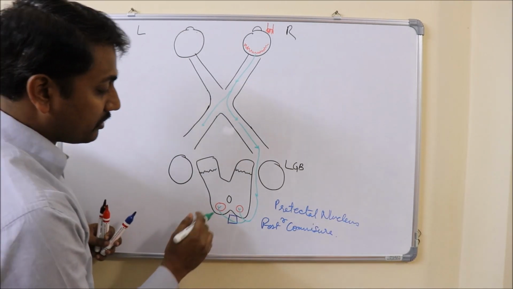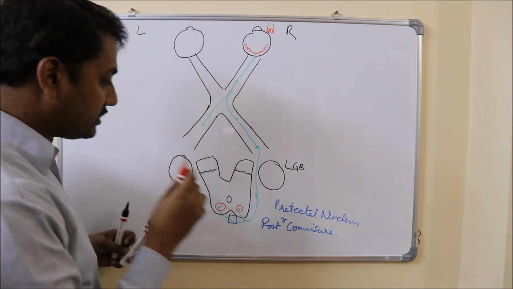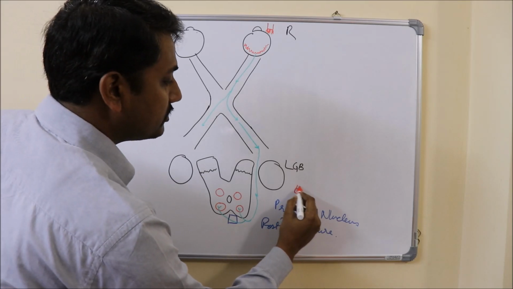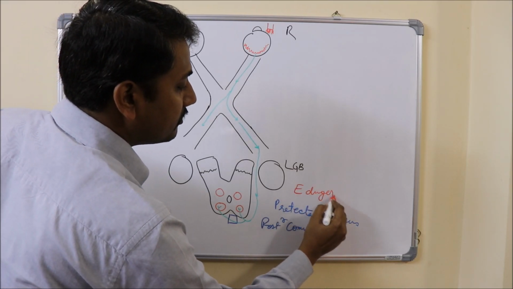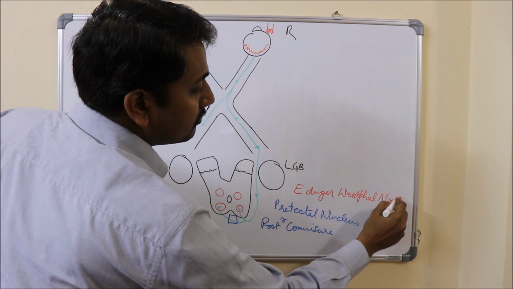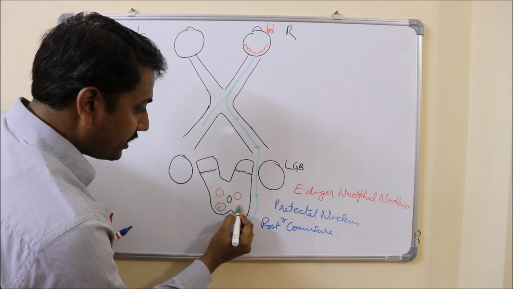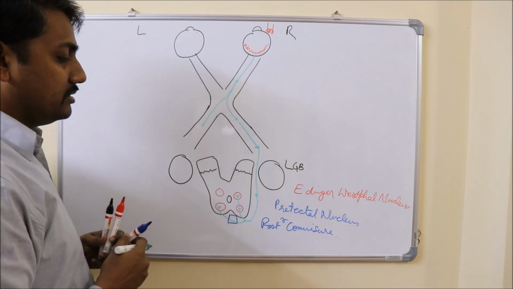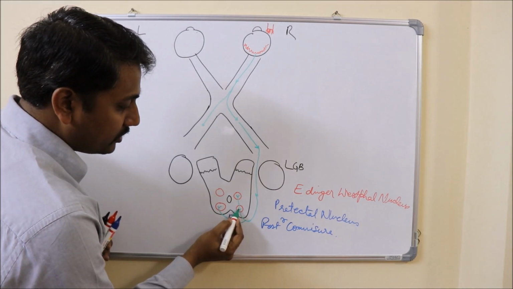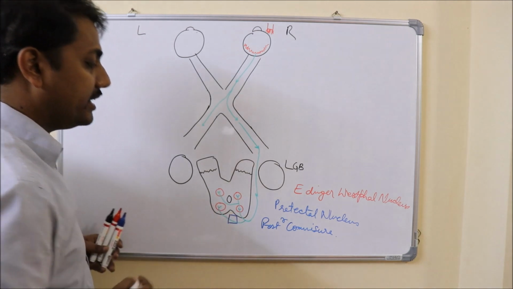From the pretectal nucleus, information will relay to another nucleus in the midbrain, that is a parasympathetic nucleus of the oculomotor nerve known as the Edinger-Westphal nucleus. So from here, information will be carried to the Edinger-Westphal nucleus. Here also there is bilateral representation. That is, the right side pretectal nucleus will lead not only to the right side Edinger-Westphal nucleus but also to the contralateral or opposite side Edinger-Westphal nucleus also.